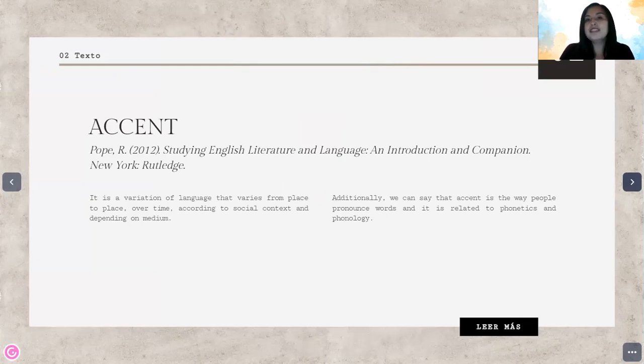As I said before, this is the way people pronounce words, and it is related to phonetics and phonology because we are talking about the sounds of words according to the place we were born. So a very clear difference is between the people from Ecuador and people from other countries like Colombia and Venezuela. Our accents are very different because of the region or because of the geographical position we have on the map.